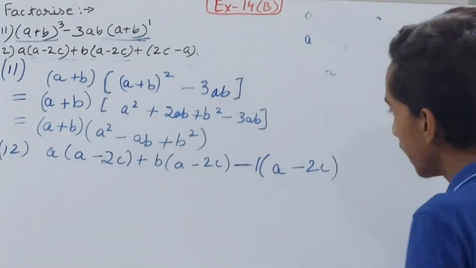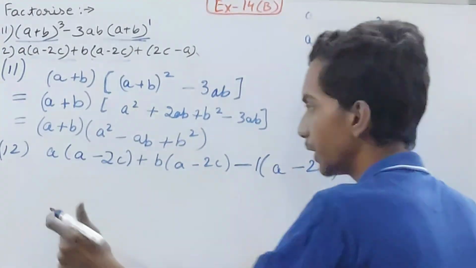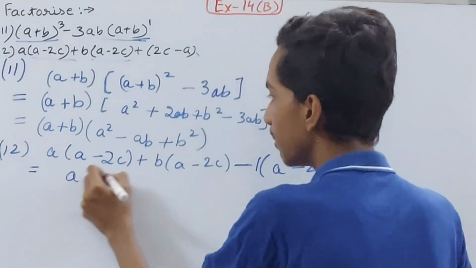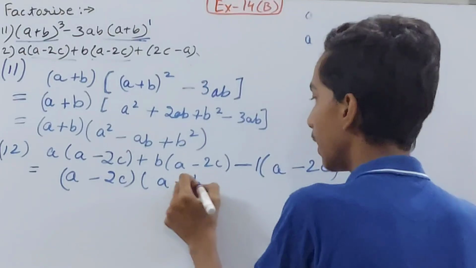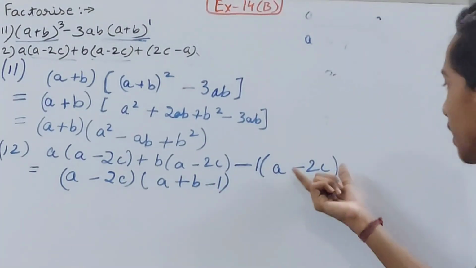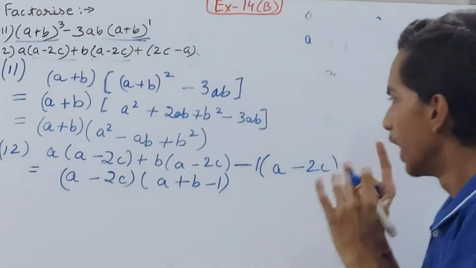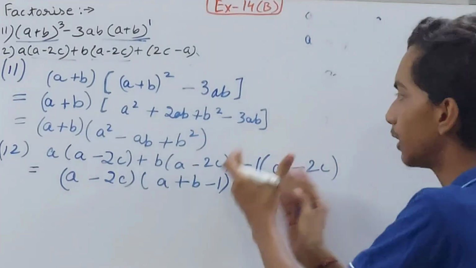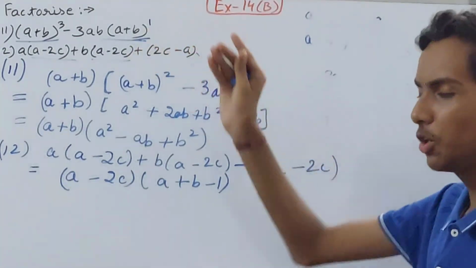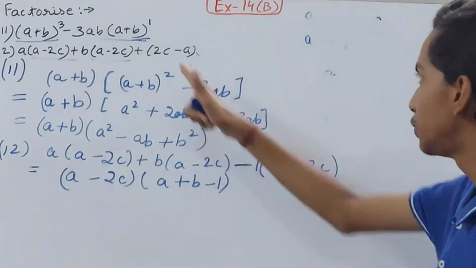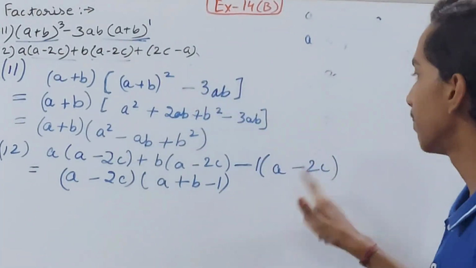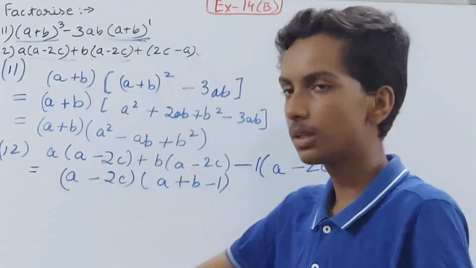So now you have a simple and very easy question. You can take (a − 2c) as common. You are left with (a + b − 1). Here (a − 2c) went away, so you are left with −1. So basically you have to take the minus sign outside the bracket, and when you do that, the signs of the numbers inside the bracket change. 2c became −2c, −a became +a, so it matched with all the other brackets, and we have taken that common.